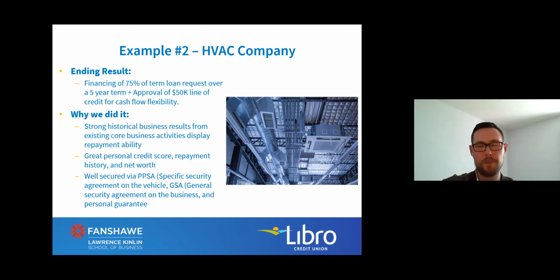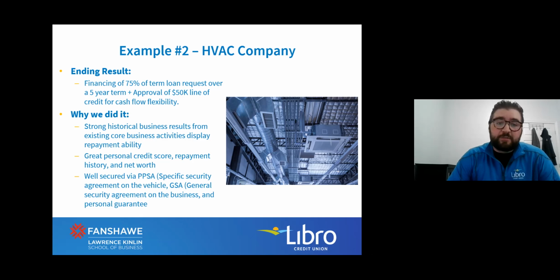So what we ended up doing is, because the 3 C's lined up well, kind of as we discussed, we asked questions about their character, previous historical results, personal net worth. We ended up doing 75% of the term loan request over 5 years on the vehicle. So for the vehicle, I'm not sure who made the comment or was in the chat there, but we financed it secured on the vehicle. So we used a PPSA, which is a specific security agreement on the vehicle that puts a lien in Libro's interest. And then we also used what's called a general security agreement. So that gives Libro first right to, in the event of any sort of delinquency, to the tools, equipment, accounts receivable.